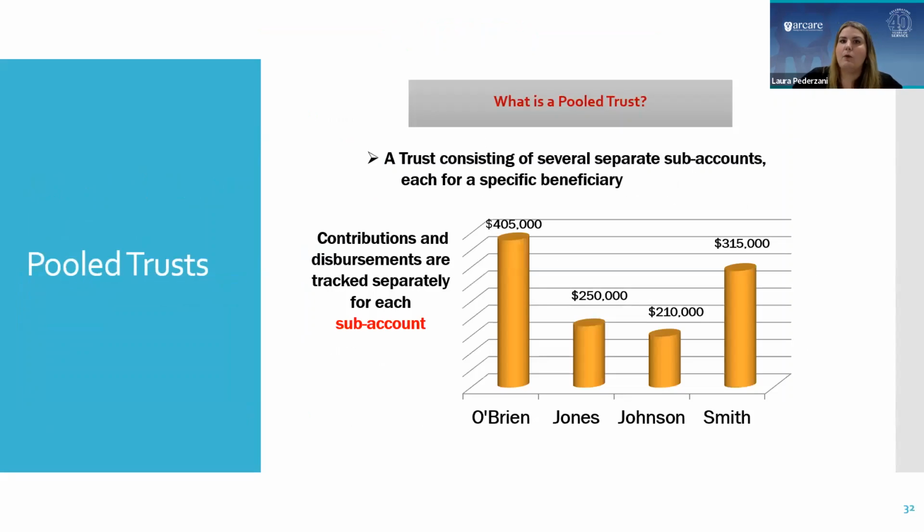So we talk about a pooled trust, and I put this up here because I'm a visual learner. So sometimes it's helpful to break it down this way. This would be a trust of several separate sub-accounts, each for specific beneficiaries. Contributions and disbursements are always tracked separately, even though the account balances are pooled together simply for investment purposes. Here it shows each individual account holder, Brian, Jones, Johnson and Smith. At any given time, we know exactly how much they have in their trust sub-account, what it's been used for, et cetera.